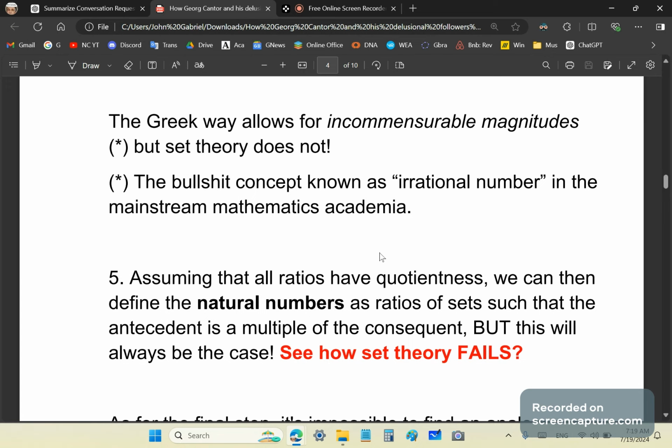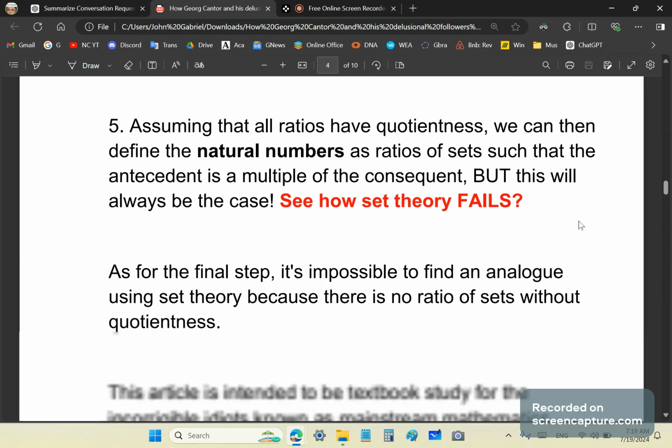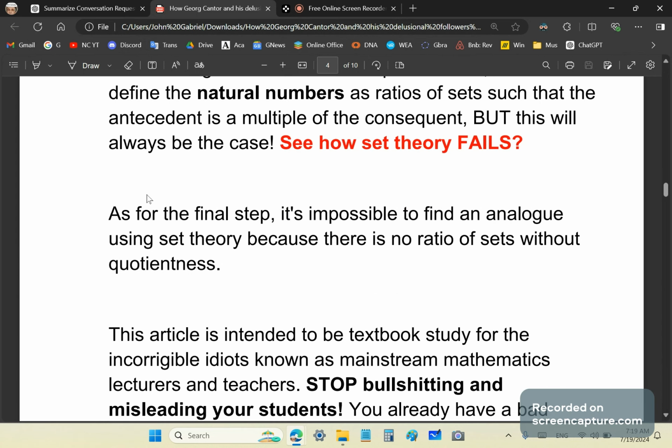So assuming that all ratios have quotientness, we can define the natural numbers as ratios of sets, such that the antecedent is a multiple of the consequent. But this will always be the case. So do you see how set theory fails?